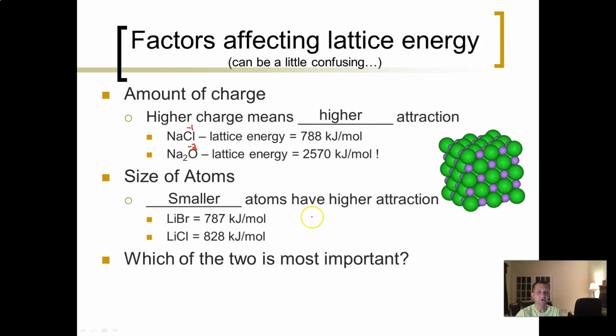So which one's more important? Let's look at this one more time. The size of atoms. Why do smaller atoms have a higher attraction? Well, this kind of goes back to Coulombic attraction, where your smaller atom had a higher attraction to the valence electrons, okay, because they were closer to the nucleus. It works the same way here. Lithium is in level 2, so it's the same for both of these. So we have lithium here and lithium here.